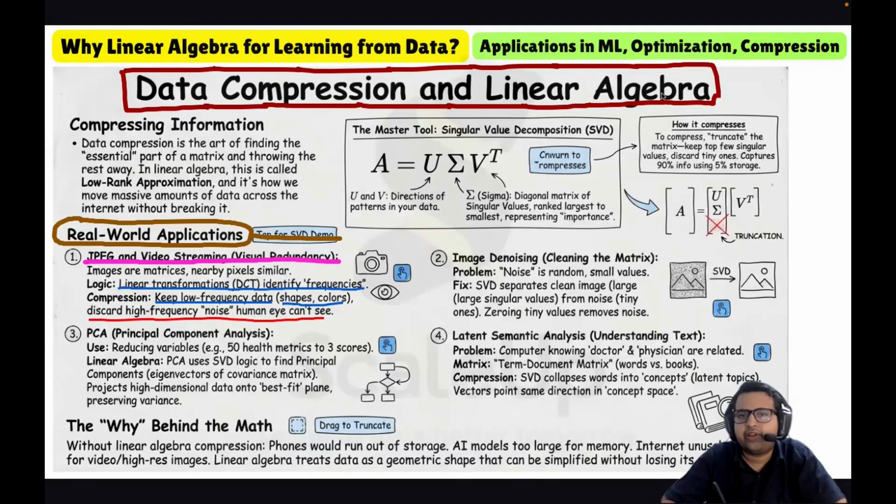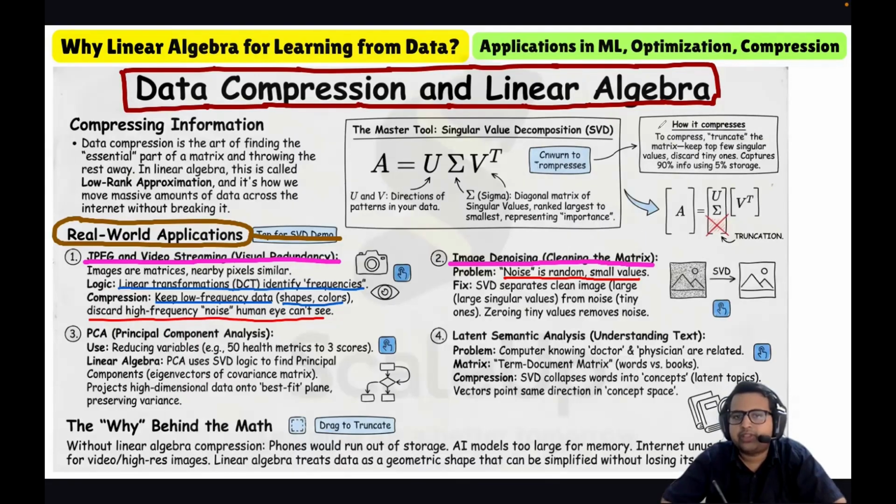Now the second real world application is image denoising, cleaning the matrix. If we talk about noise in a photo, it is just random, small values scattered across the matrix. So noise is something unwanted, and we have to get rid of the noise. And how can we get rid of the noise?